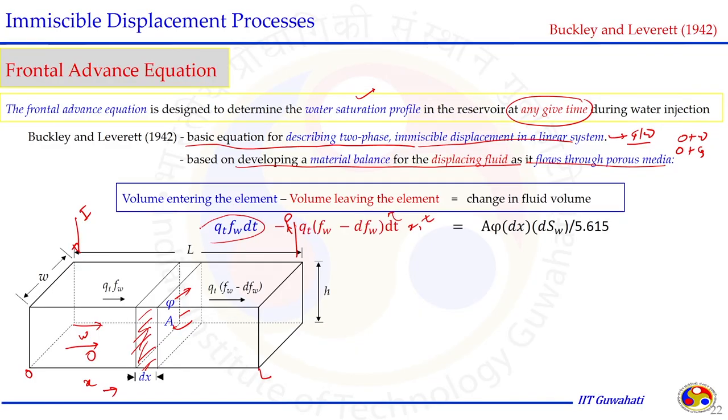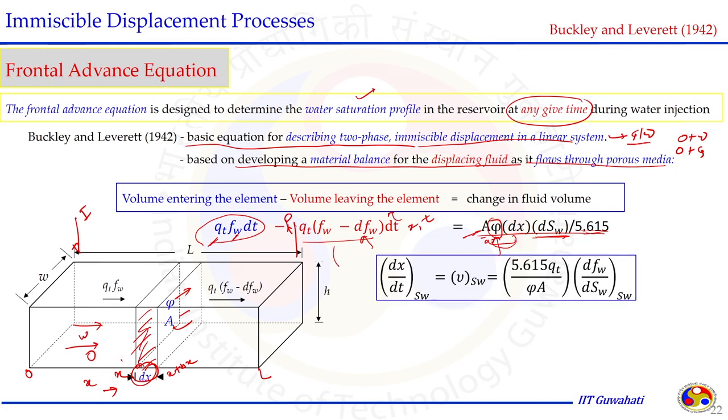This is simply the volume entering this domain. That is the total flow rate multiplied by FW, this is QW actually, and this is leaving, the change in fractional flow happening during this time. This is the volume change, area multiplied by the length del x, which gives the volume, multiplied by phi gives the pore volume, and this is the saturation change during that time from position x to x plus del x. So this material balance equation can be written in a more complex form, but here we are assuming phi is constant and area is also constant. This is the numerical factor that appears because of the conversion of area.